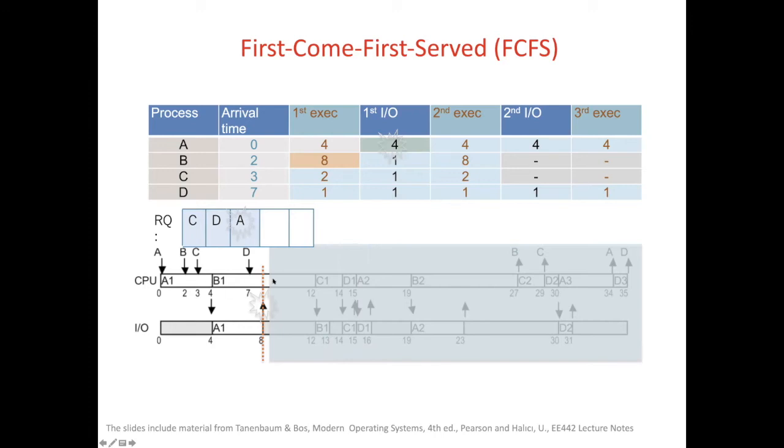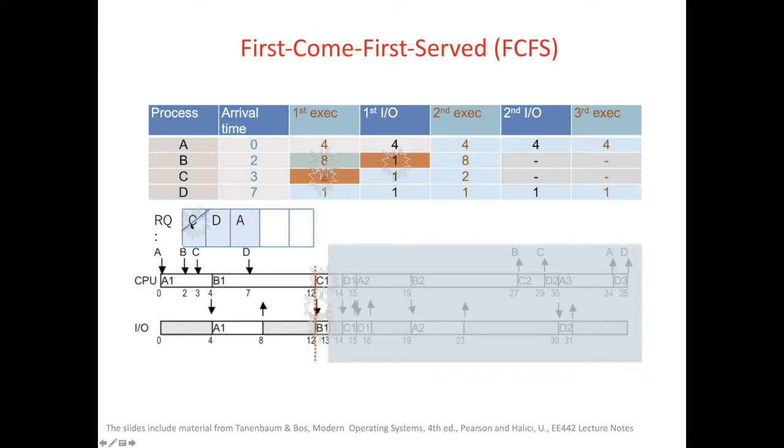B continues its execution. There is no process waiting in the I/O device queue, so the I/O device becomes idle. It was also idle here in the beginning. At time 12, the first execution of process B terminates. It enters the device queue and starts its I/O operation immediately.